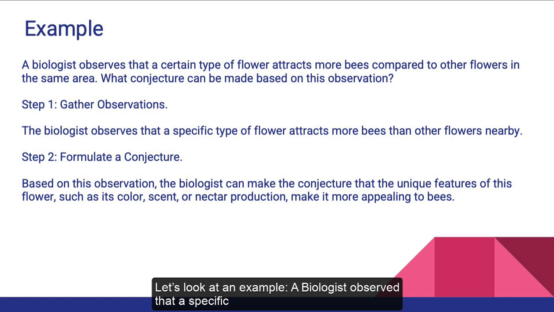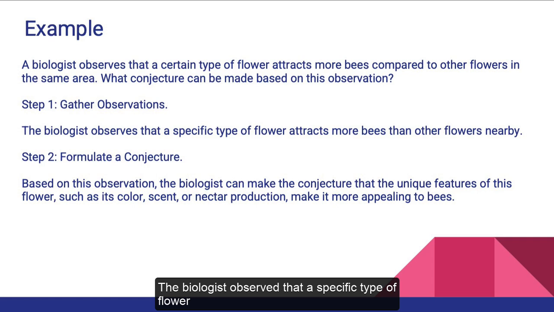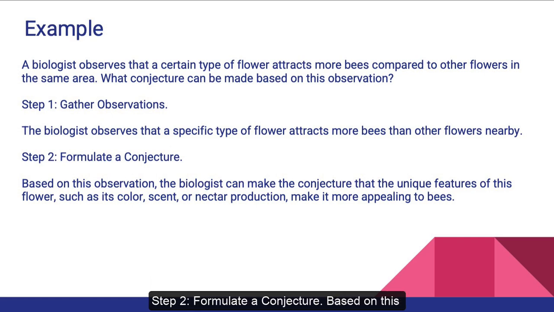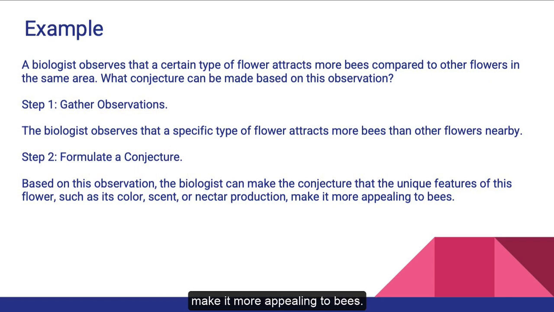Let's look at an example. A biologist observed that a specific type of flower attracts more bees compared to other flowers in the same area. What conjecture can be made based on this observation? First, apply Step 1. Gather observations. The biologist observed that a specific type of flower attracts more bees than other flowers nearby. Next, apply Step 2. Formulate a conjecture. Based on this observation, the biologist can make the conjecture that the unique features of this flower, such as its color, scent, or nectar production, make it more appealing to bees.